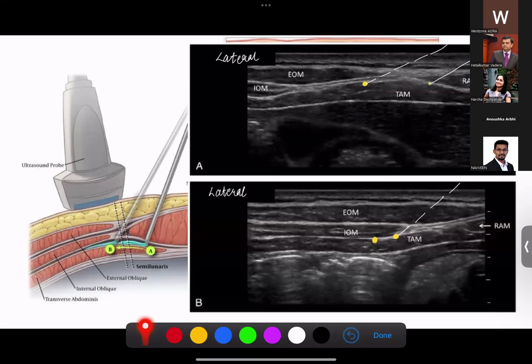This is the USG image of subcostal TAB block. Here we can see the first area of entry between the rectus abdominis and the transversus abdominis, and then we can move towards the internal oblique and the transversus abdominis plane.